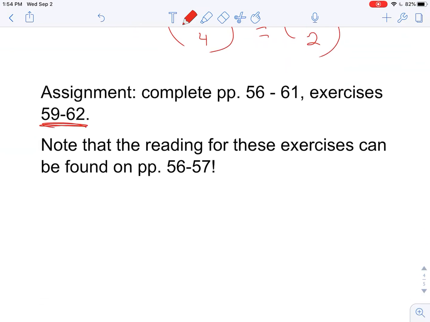So let us complete exercises 59 through 62, and those are on pages 56 through 61. Again, there's a lot of reading on 56 through 57, as well as the video I told you about.